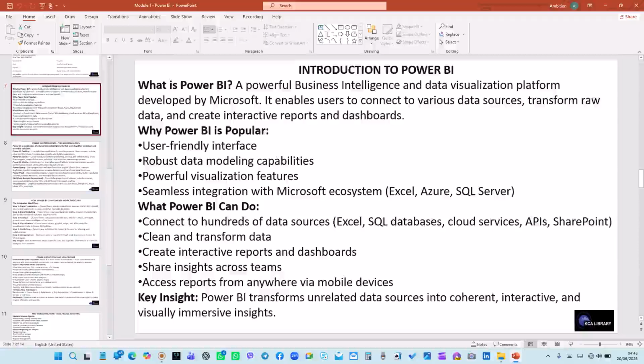What can Power BI do? It can connect to hundreds of data sources.